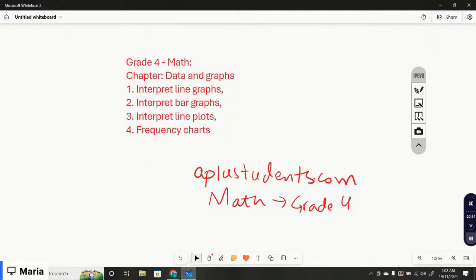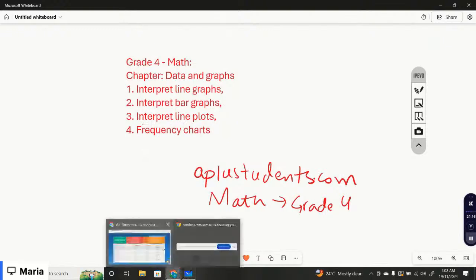There you can find the list of the chapters. We're going to start with the chapter data and graphs. The lessons we're going to cover today are interpret line graph, interpret bar graph, interpret line plots and frequency charts. So please make sure you have your notebook and pencil so that you can note down the important examples and definitions as well.